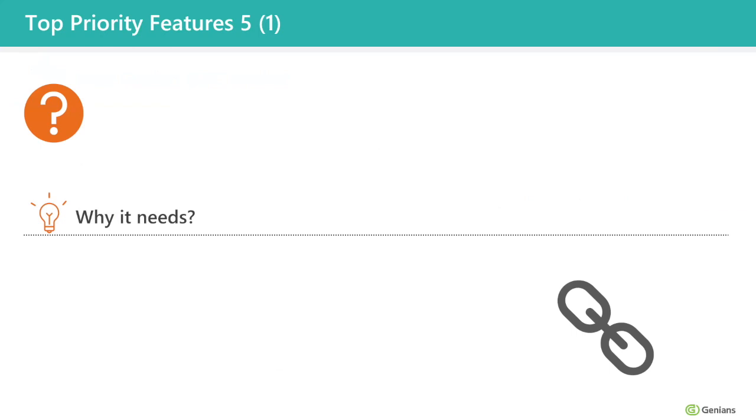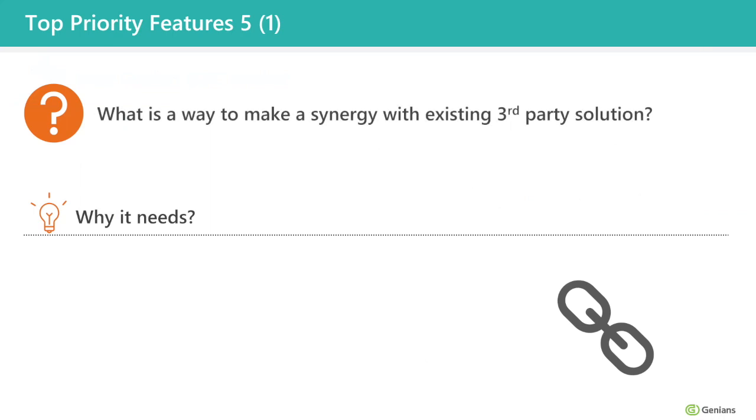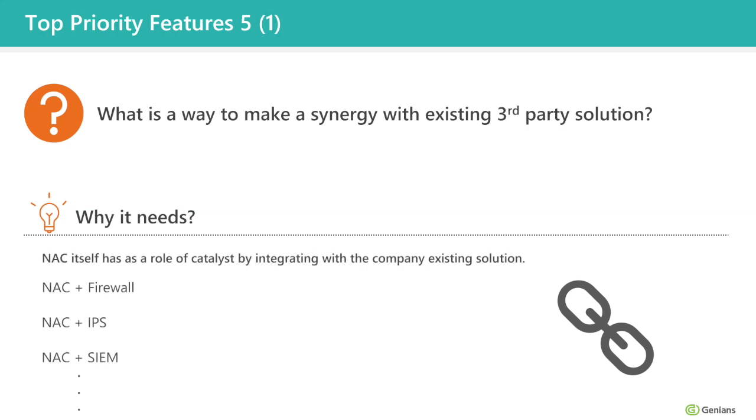Okay, let's move to the fifth top priority feature. The question is, what is the way to make a synergy with the existing third-party solution? I wanted to highlight Genian NAC solution with third-party systems, such as firewall and SIEM integration, making your environment more secure.